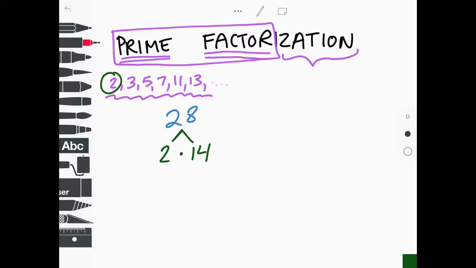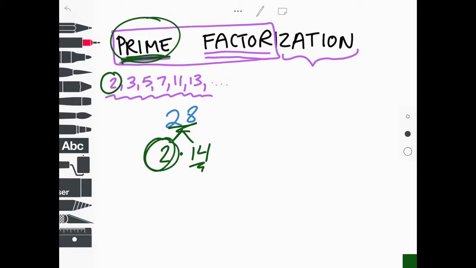And every time we see a prime number, we're going to circle it to show that this is a prime number, it's part of the prime factorization, we're done here. But every time we see a composite number, like 14 here is composite, that's when we want to break it down into its prime factors. So every time you see a composite number, you break it down. Prime number, you circle it.